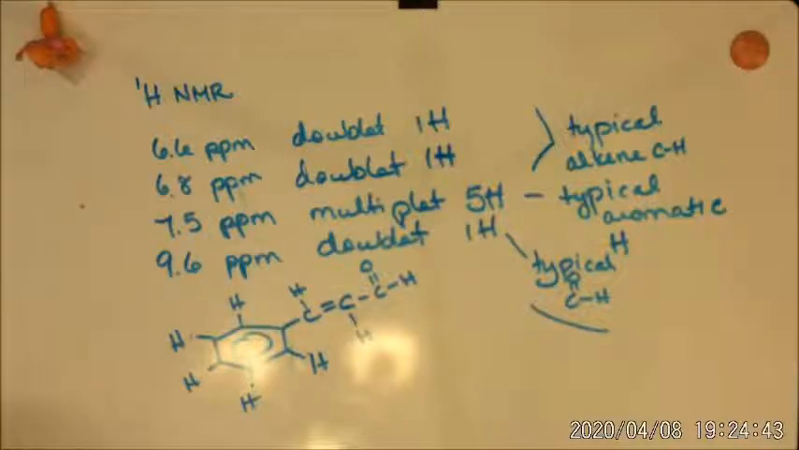It does look like there are large coupling constants, and as we saw with styrene, it's not going to be geminal. So about 15 hertz for trans, about 10 hertz for cis. Okay? So that's our proton NMR. Let's take a look at our carbon-13 NMR.